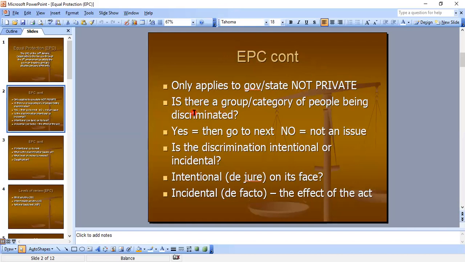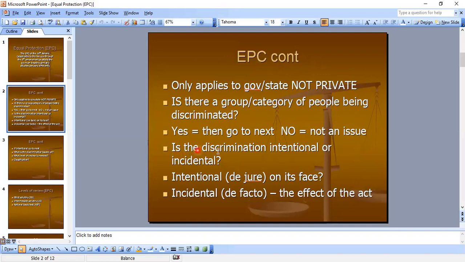First question you ask yourself, is there a group or category of people being discriminated against? Okay. If yes, then we're going to go to the next one down here. If no, then EPC is not an issue. If there's not people being discriminated against, this would not be an issue. So yes, there are people being discriminated.